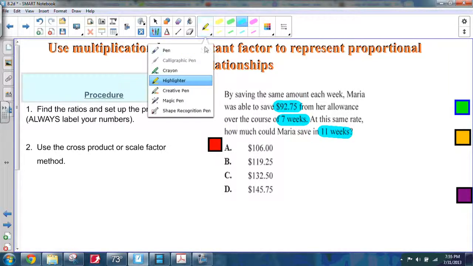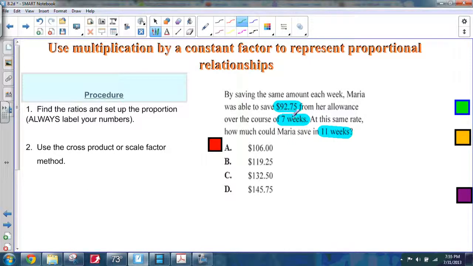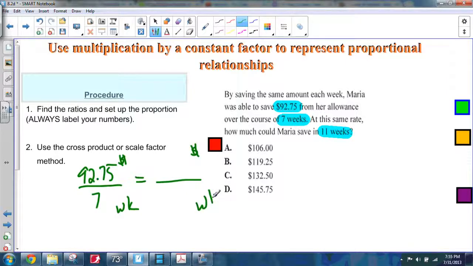So now that we've identified the ratios, let's set up the proportion. The first one is $92.75, which is money, over 7 weeks. In our next ratio, we need money over weeks. It says at the same rate, how much could Maria save in 11 weeks? So we know how many weeks we have, but we don't know the amount of money.